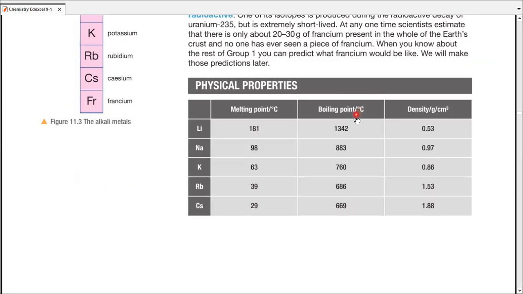Moving on, let's discuss some physical properties. If we look at melting points, boiling points or density, you'd notice that the melting points decrease from top to bottom. Boiling points decrease from top to bottom. And the density increases from top to bottom. However, there might be some anomalies, but we do not discuss the reasons for those anomalies. As a whole, the trend is decreasing for melting and boiling, and for density, it is increasing.